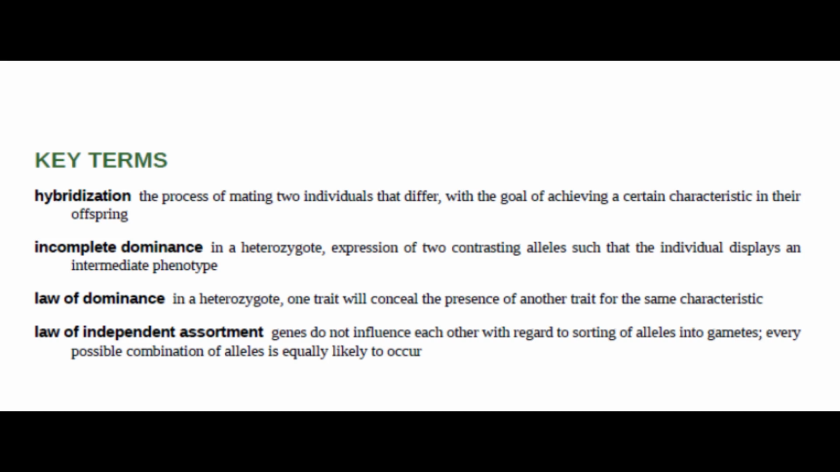Law of independent assortment. Genes do not influence each other with regard to sorting of alleles into gametes. Every possible combination of alleles is equally likely to occur.